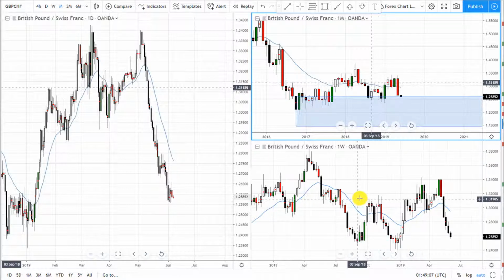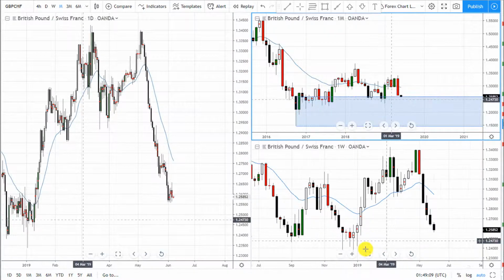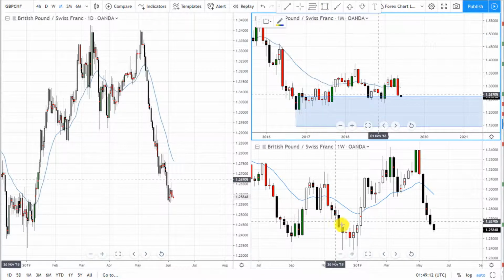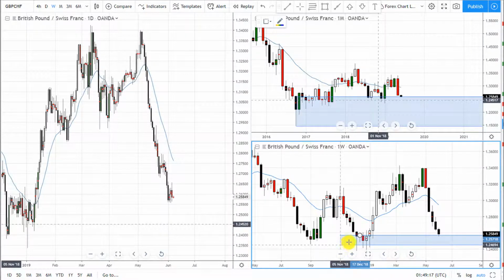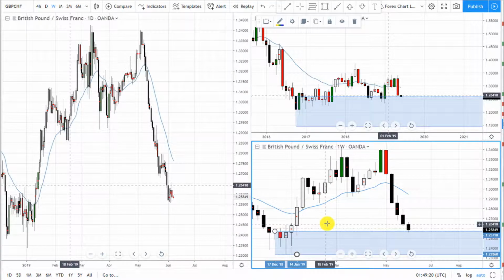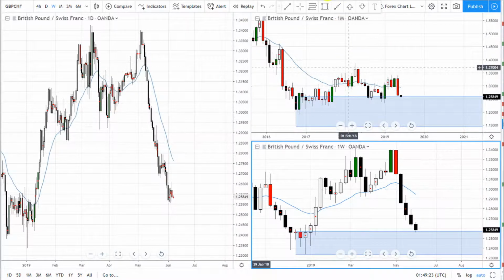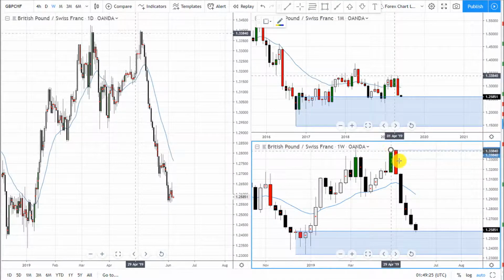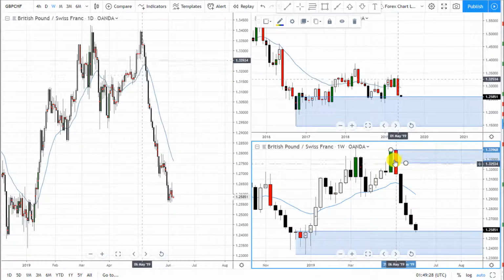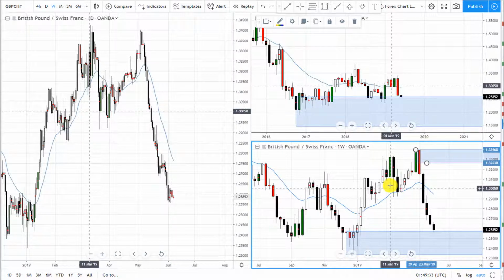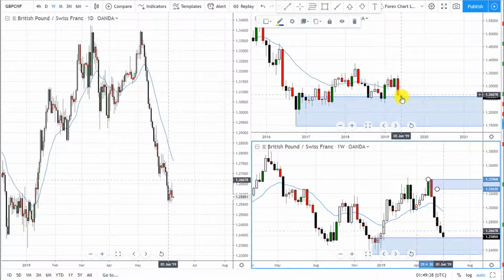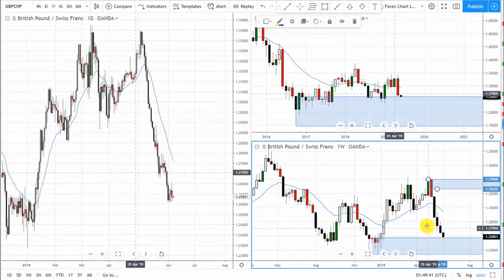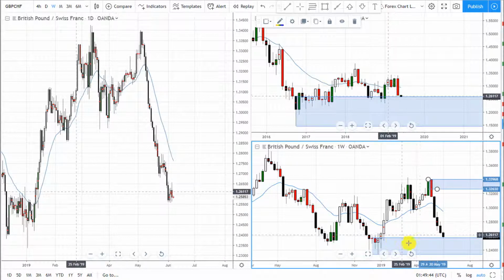On the weekly, we have a supply zone down here. And we have a supply zone up here. This is a really wide candle, so I'm only going to take half of that for my supply zone. So as we can see, price reached the demand zone on the monthly and also reached the demand zone on the weekly here.